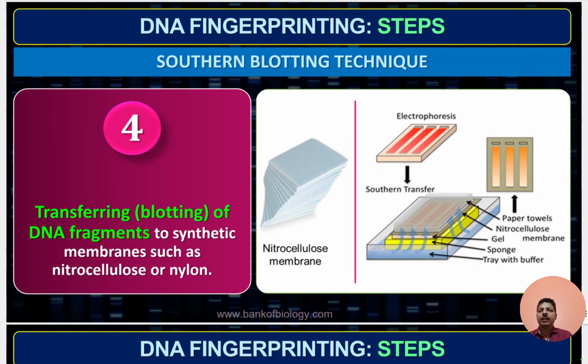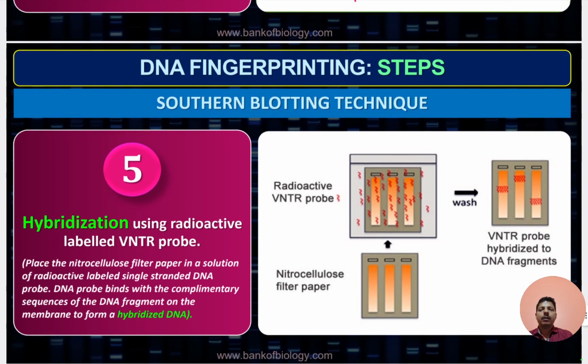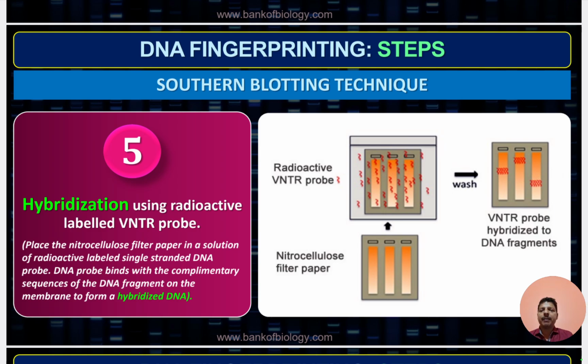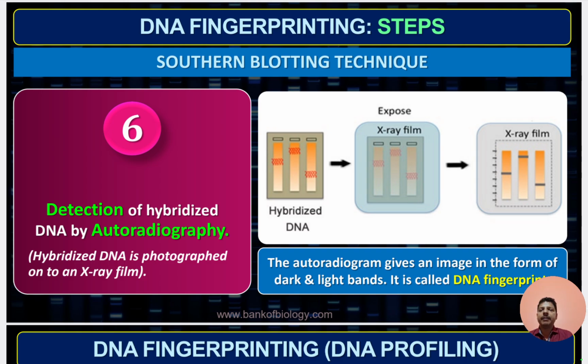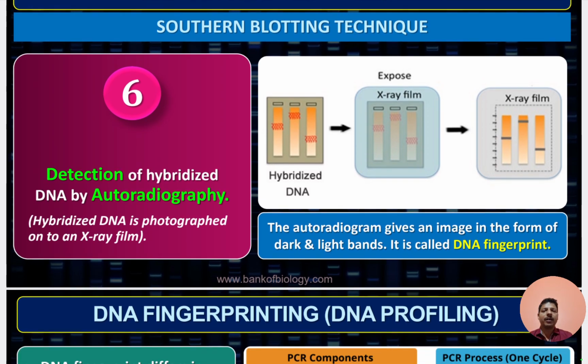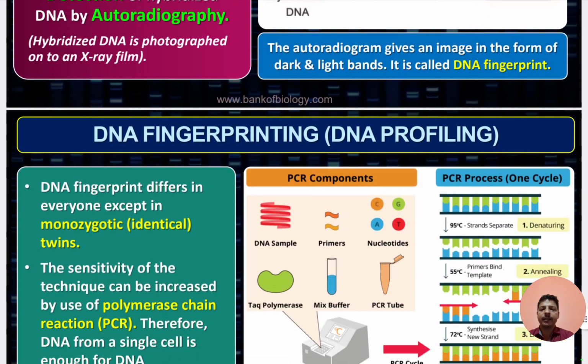Fourth is transferring or blotting of DNA fragments to synthetic membranes such as nitrocellulose or nylon. Then hybridization using a radioactively labeled VNTR probe. Place the nitrocellulose filter paper in a solution of radioactively labeled single-stranded DNA probe. The DNA probe binds to the complementary sequence of the DNA fragments on the membrane to form hybridized DNA. Finally, detection of hybridized DNA by autoradiography. Hybridized DNA is photographed on an X-ray film. The autoradiogram gives an image in the form of dark and light bands. It is called a DNA fingerprint.